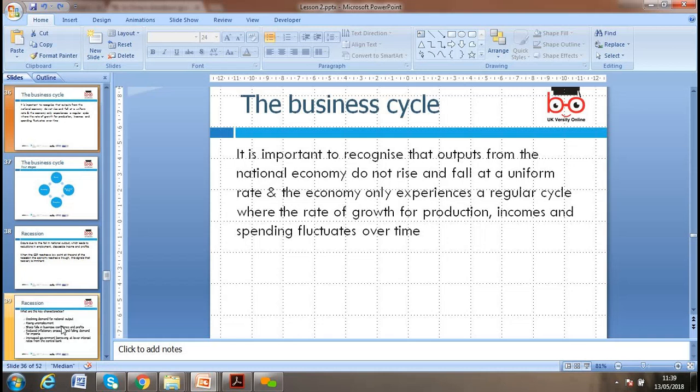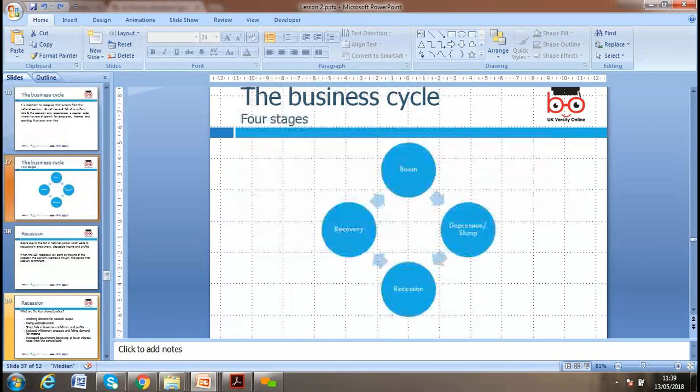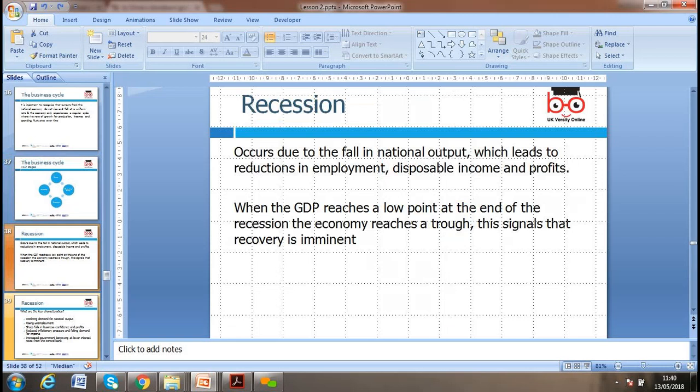Business cycle: of course, it is important to recognize that the output from the national economy doesn't rise or fall at a uniform rate. Economies experience a cycle where the rate of growth of production, income, and spending fluctuates over time. So the business cycle can be boom, depression, which means slump, recession, and recovery. These are the four stages of the business cycle.